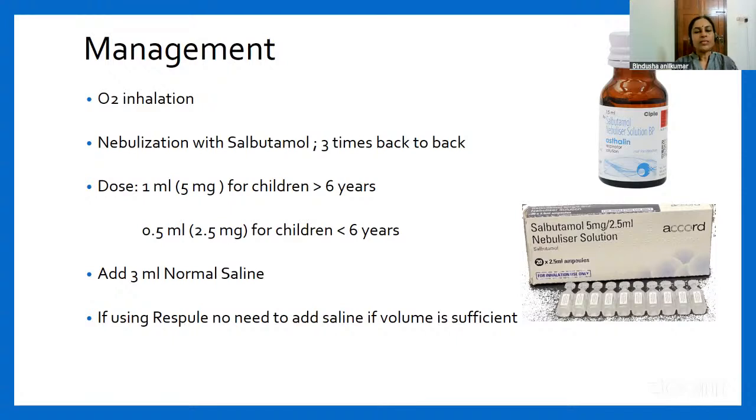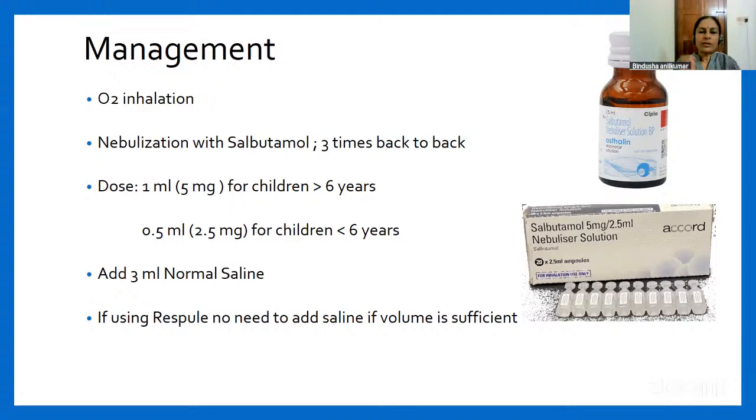Why? Because the drug delivery to the lower airways will depend upon the amount of air that you are breathing in. That means the tidal volume. The older child will always have a larger tidal volume, and hence more amount of air will reach the lower airways. So you need not go for a milligram per kg dose in the case of salbutamol. Okay, for a child less than 6 years, you will take 2.5 milligram, and for an older child, you will take 5 milligram.